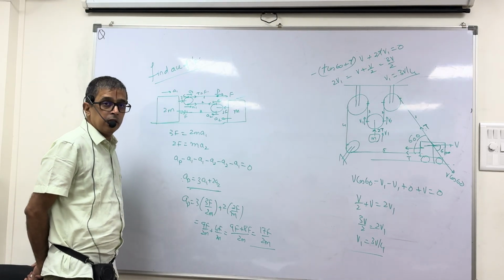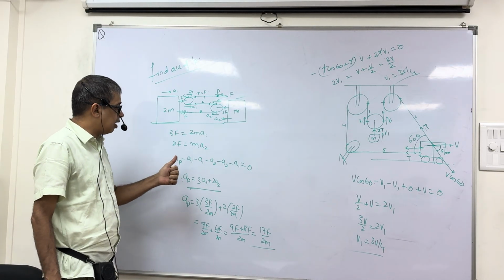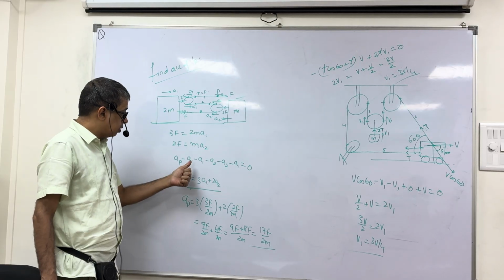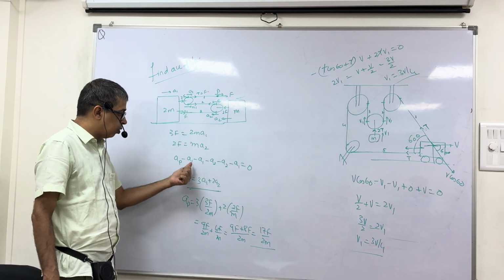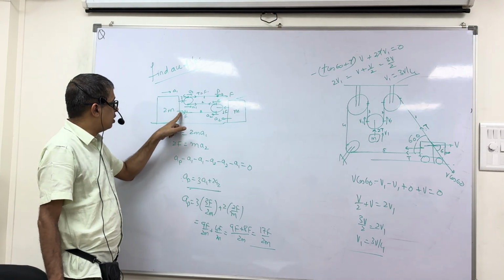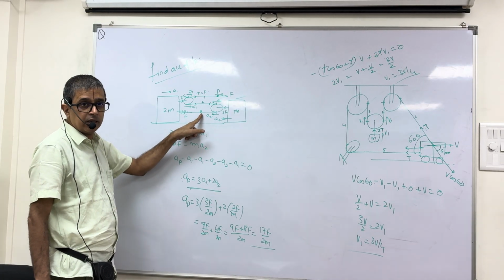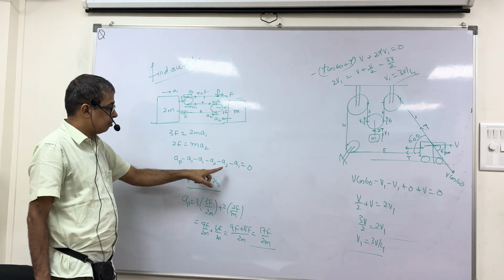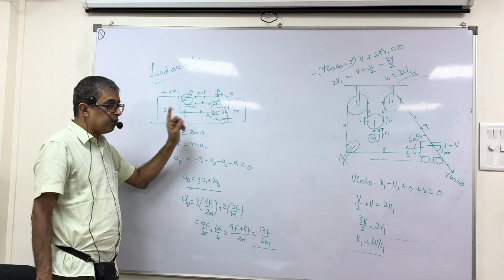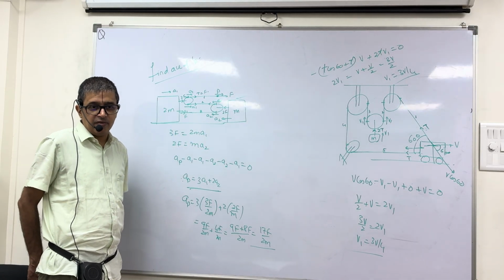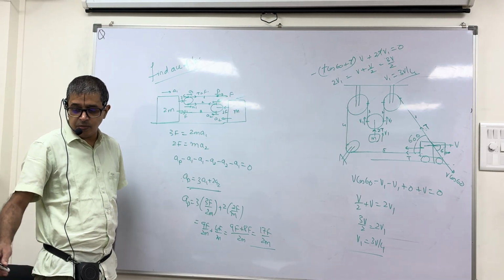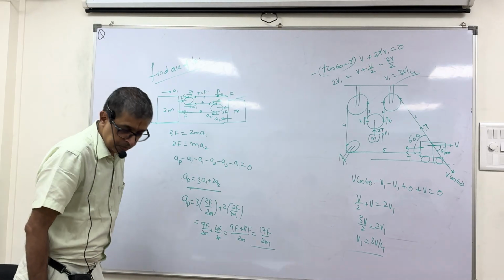Which one? Tell the number in the equation at the end. This is moving towards the center of this segment. Negative. Anything moving towards the center of the segment? Negative. Moving away from the center of the segment? Positive.